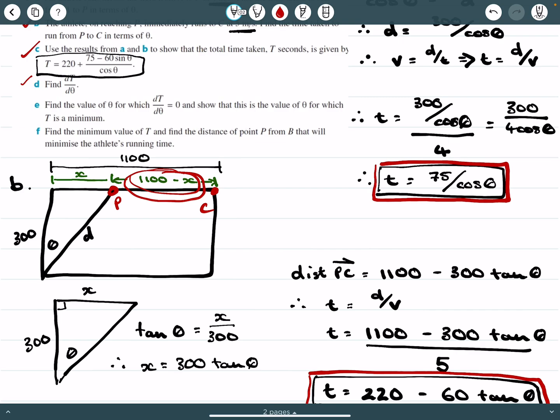That will give you the value of theta for which t is minimum. That's the optimization, when the time is minimum. So the quickest time that the runner can get from point A to P to C, that's the quickest time that we can do. But what is theta for that time? And then substituting that back into this equation in part F, to be able to find the minimum time. I hope that helps.